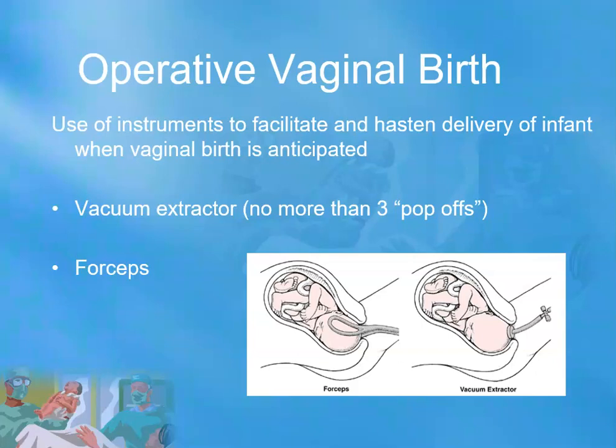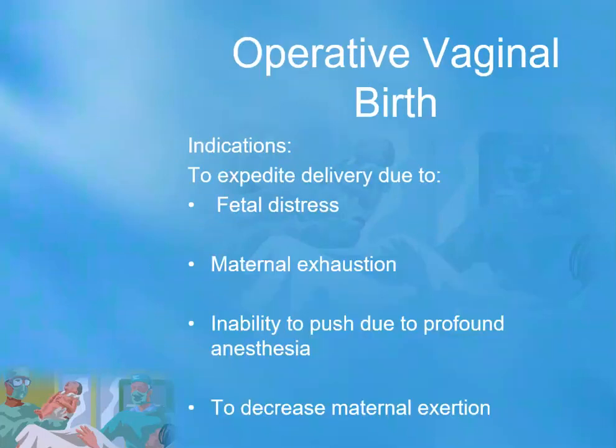She might have that really good epidural going. She's so numb she can't feel anything hardly. Now, they will feel pressure, but they usually don't feel the pain. So we have to tell them when to push, and we have to tell them when to hold their breath and bear down. So we may have to help them out with some of these devices as well. And then also, if they are tired, to decrease maternal exertion, we help them out with these devices as well. So again, here are the indications: fetal distress, maternal exhaustion, inability to push due to profound anesthesia, and also to decrease maternal exertion.